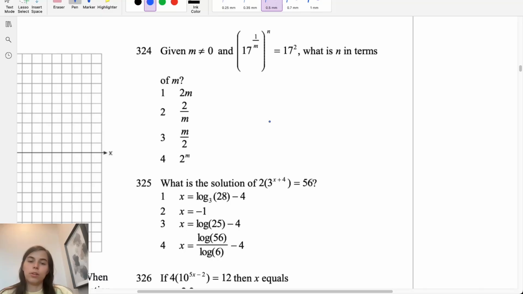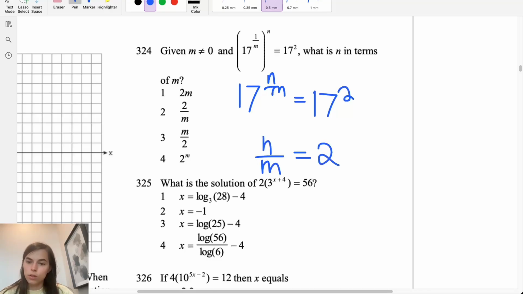So let's look at some of these exponential functions here that we will solve, starting with 324. Given that m is not 0, because then we'd have an issue with it dividing by 0. We have this equation here, 17 to the power of 1 over m to the power of n equals 17 squared. Just to rewrite this a little bit using our exponent rules, if we have 1 over m to the power of n, that's the same as multiplying those, so n over m equals 17 squared, which means that n over m is equal to 2.